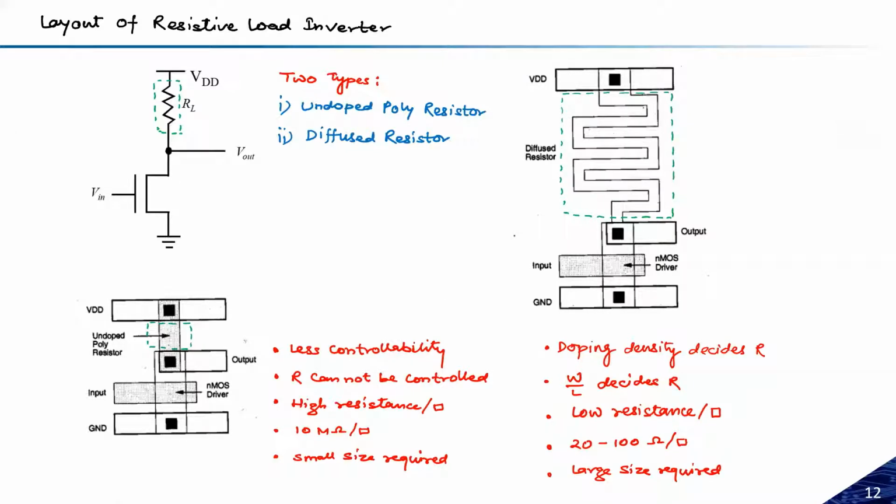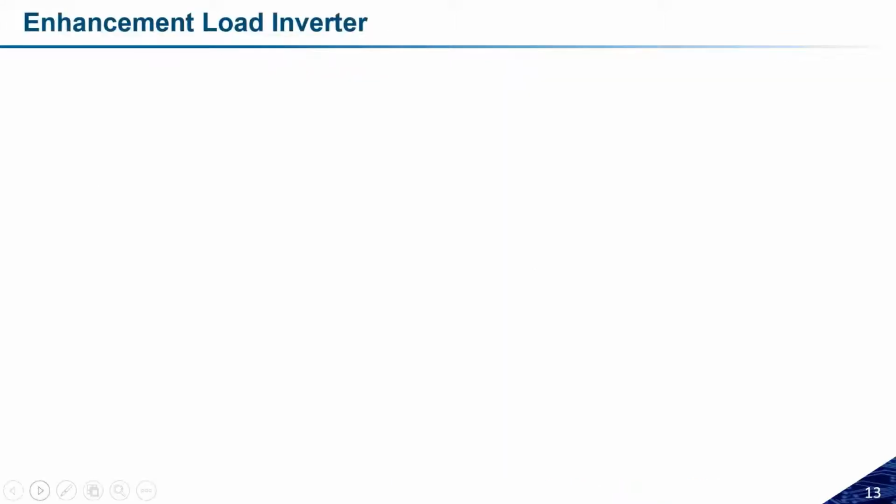In the previous class, we were discussing the layout of the resistive load, and we also discussed how this resistive load works, and its various possible combinations, like how we can enhance the noise margin and other things. Okay, so let us try to see one more configuration in detail, and that configuration is the enhancement load inverter. We have already studied this a little bit.